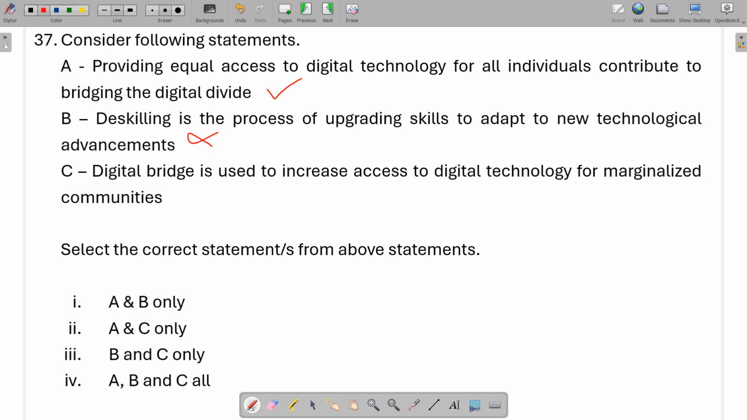So digital bridge as a whole is talking about how to decrease the digital gap, right? So when the gap is being reduced, that means the digital bridge has been established. So what they are saying in C is true. Digital bridge is used to increase access to the digital technologies. Yeah, it is one of the aspects. So that is correct. So the correct answer is going to be A and C, which is the second one.